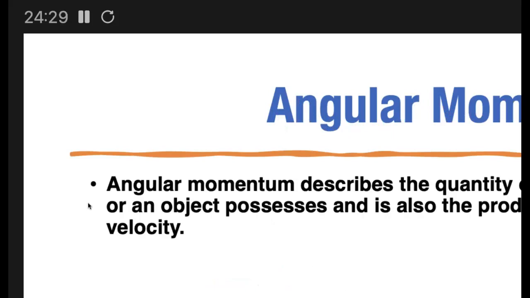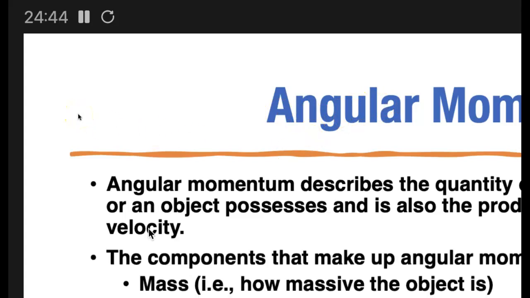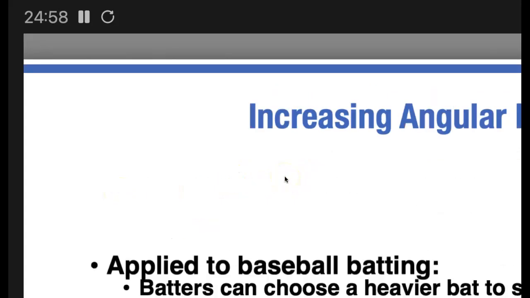So we get to all that to talk about angular momentum. Angular momentum describes the quantity of motion that a rotating athlete or object possesses, and it is the product of its moment of inertia and its angular velocity. There are several things that make up angular momentum: your mass, how that mass is positioned around the axis, thinking of a figure skater spinning, and then the rate of rotation. That's the angular velocity we talked about last time.